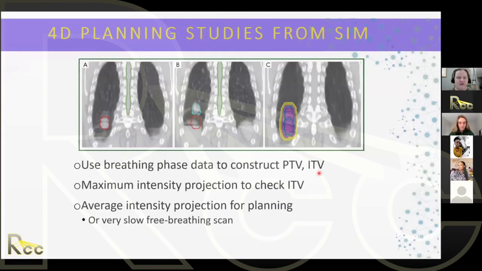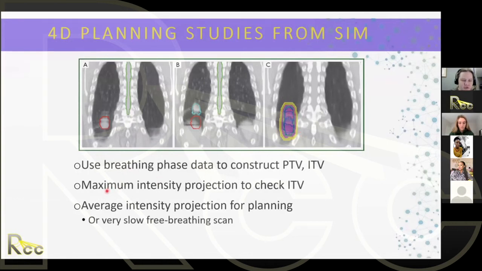So once you have all these margins and your motion management from your simulation, you can use the breathing phase data to construct your ITV. So you could, for example, contour on each of the 10 phases and then create an ITV that encompasses all of your residual motion and then add your setup margins.